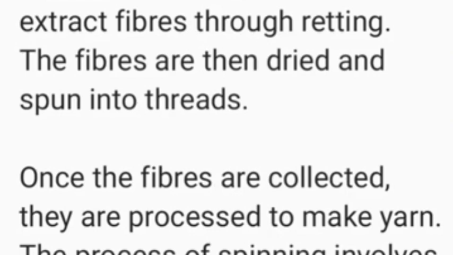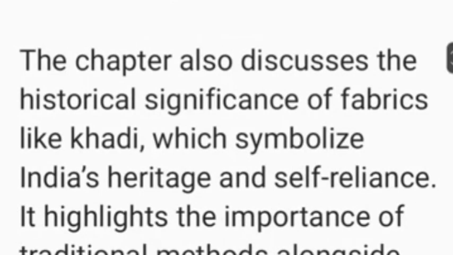The process of spinning involves twisting the fibers together to form a continuous thread. This yarn is further woven or knitted to create fabric. Weaving is done on looms, where two sets of yarns are interlaced, while knitting involves creating fabric by looping a single yarn continuously. The chapter also discusses the historical significance of fabrics like khadi, which symbolize India's heritage and self-reliance.